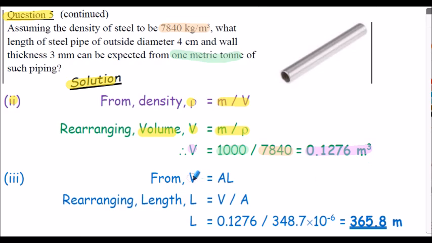Now, the volume is equal to the area multiplied by the length, again for a prismatic section, which the pipe is, a constant section. We can simply rearrange to find the length, so the volume divided by the area calculates the length. So this is the length of the pipe that should be expected from a mass of 1 metric ton.